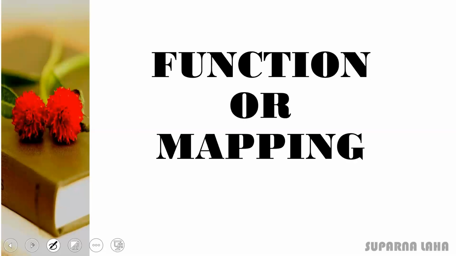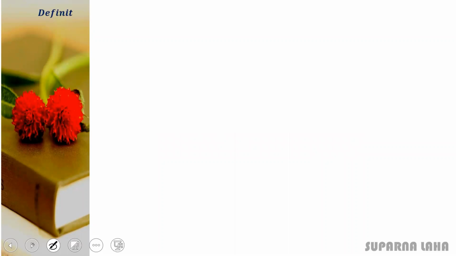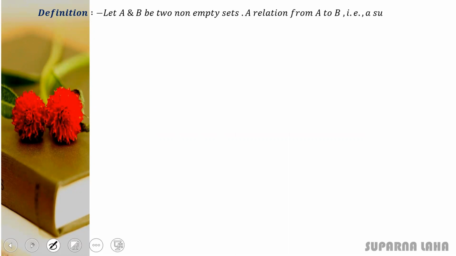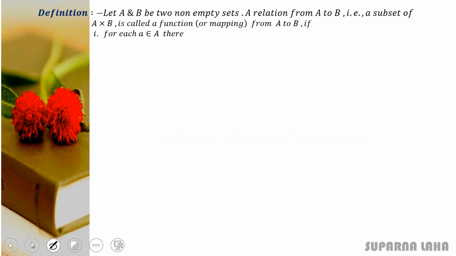So let's start this topic with its definition. What is the definition? Let A and B be two non-empty sets. A relation from A to B, which is a subset of A cross B, is called a function or a mapping from A to B if these two conditions hold. First condition: for each a belongs to A, there exists a b such that (a, b) belongs to F. Second: if (a, b) and (a, c) belong to F, then b is equal to c. That is, every element has only one image.